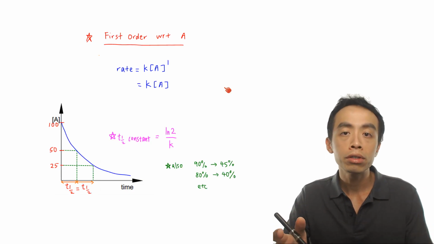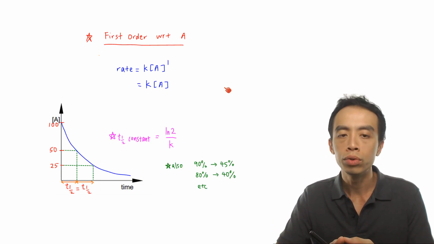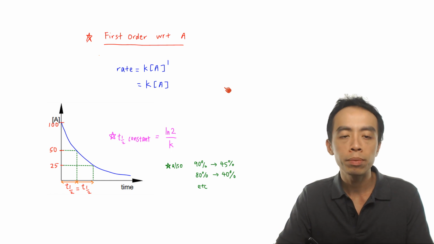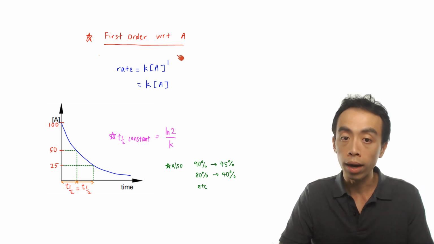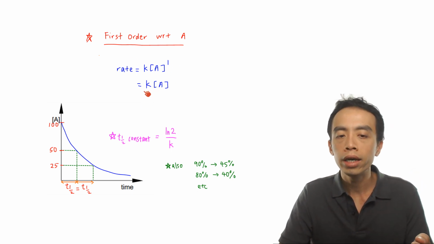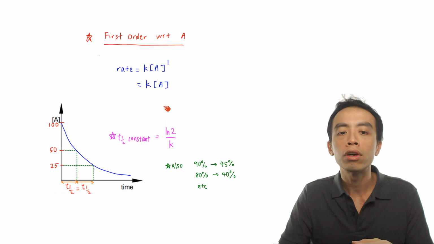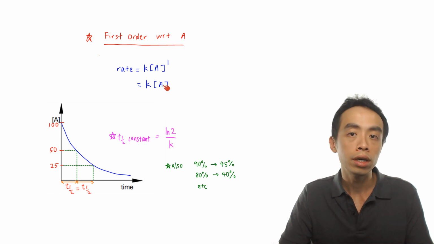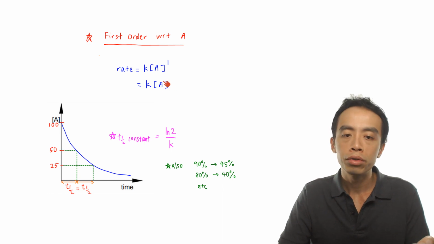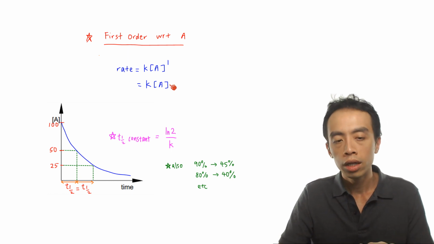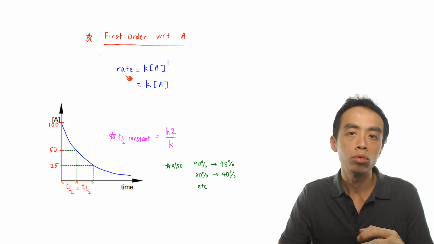Now next, how about first order reaction with respect to A? If it is first order with respect to A, then the rate equation will look something like this. The rate equals a rate constant K, concentration of A to a power 1. So therefore, rate will just be K times concentration of A. So it means that the rate is directly related to the concentration of A. When you have a lot of A, or when the concentration of A is very high, the rate of the reaction is expected to be high. And when the concentration of A is very low, the rate of the reaction is expected to be low.